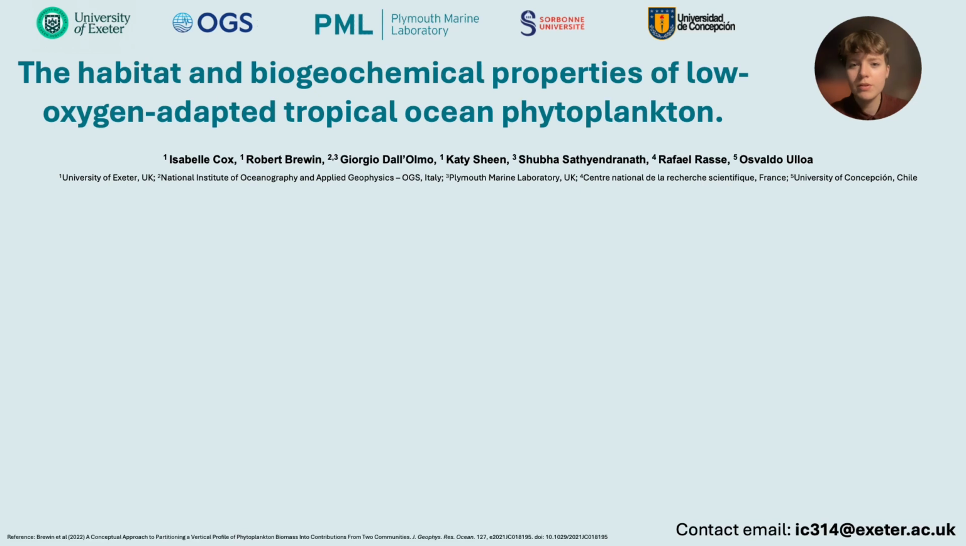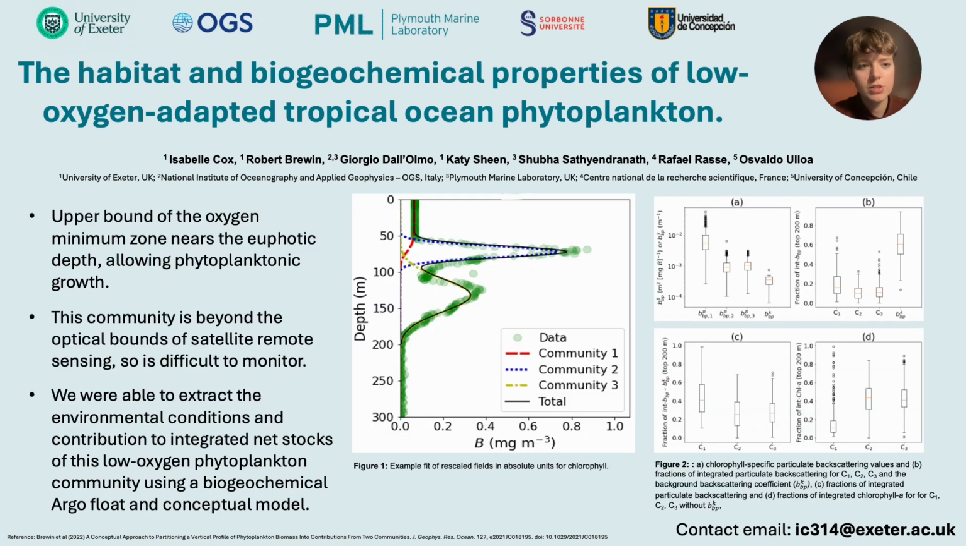Hello and welcome to my poster presentation, The Habitat and Biogeochemical Properties of Low Oxygen Adapted Tropical Ocean Phytoplankton. Sluggish circulation, long ventilation times, and high rates of oxygen utilization, such as in the Eastern Tropical North Pacific, can cause the presence of an oxygen minimum zone. When this nears the euphotic depth, phytoplankton growth can occur in anoxic waters. This community, Community 3 here, is beyond the optical capabilities of satellite remote sensing, found at depths of around 100 meters, and therefore is difficult to monitor at high spatial and temporal resolutions.